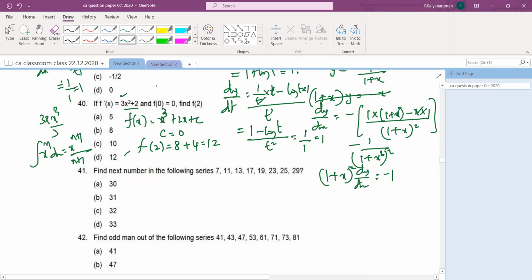Find the next number in the series. This is like logical reasoning one day. I think most of you are much better than me in this. You can see the odd series here, 1, 7, 13, 19, 25. Here it is 11, 17, 23, 29. So which is the next number? 1, 3, 5, 7, 9. So it should be a continuation of this. This is 31, I think.